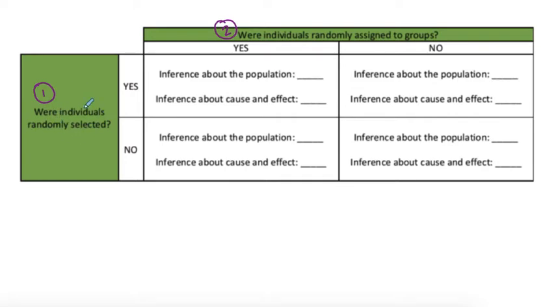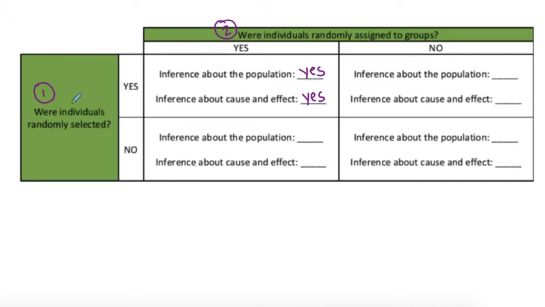Typically we randomly select our individuals for surveys, but then we can't infer further than the group that we actually picked from. So this wouldn't be an experiment if it was just yes here. If we did randomly select our individuals, then yes, we can make inferences about a larger population. If we also randomly assign them to groups, then yes, we can make inference about cause and effect. Because both of these are yes, we can go further than just the data that we collected.